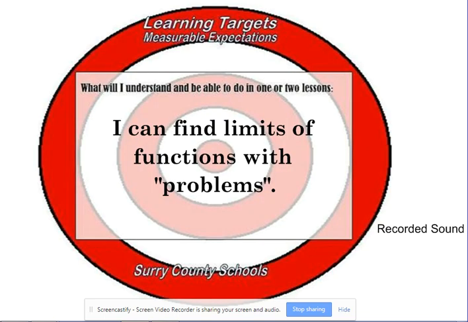Okay? All right, let's look at some other types of limits. We're going to find limits of functions that have problems.